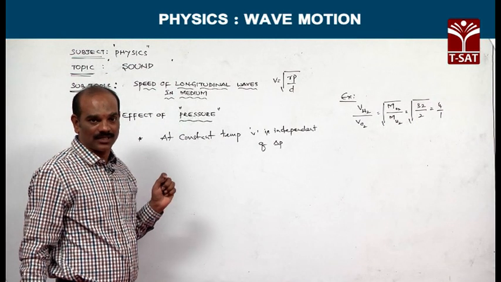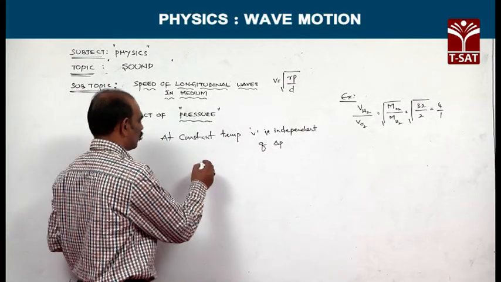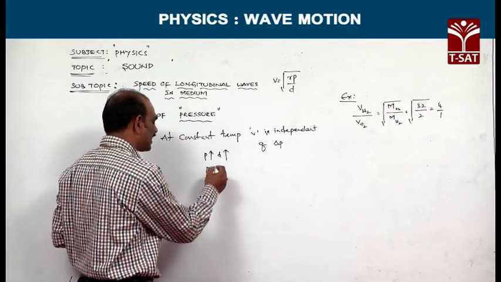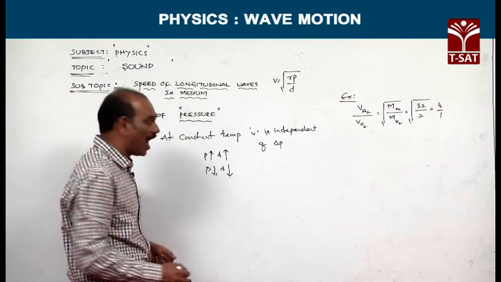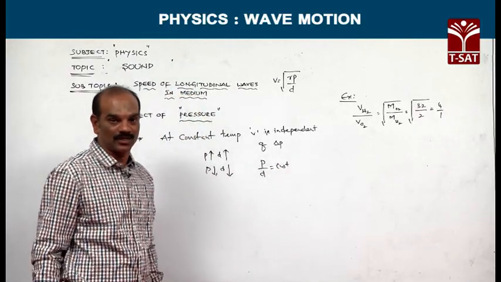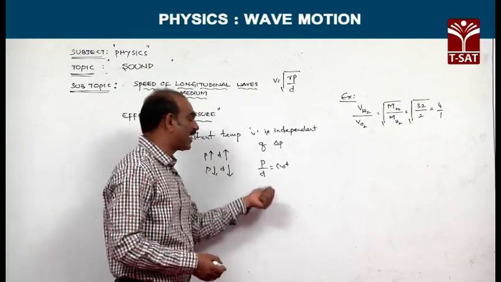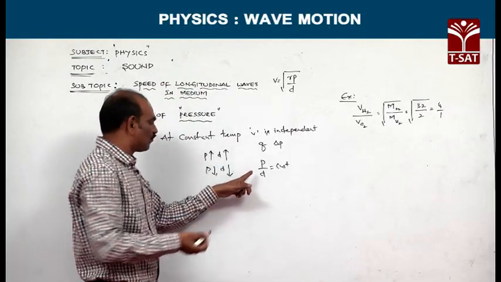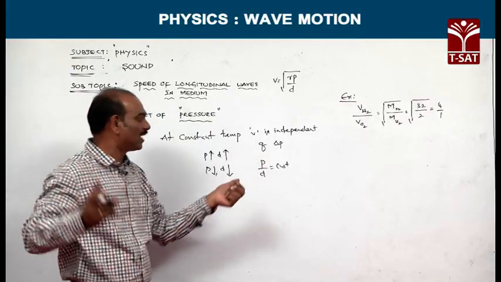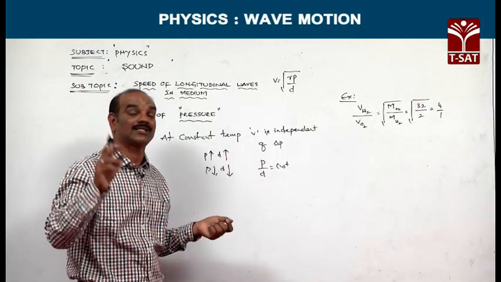At constant temperature, the speed V is independent of the change in pressure. What do you mean by that? With the increase of pressure, density also increases. With the decrease of pressure, density also decreases. On the whole, the P by D value is constant at constant temperature. According to Boyle's law, as long as the temperature is kept constant, P by D is constant. Therefore, there is no effect of pressure on the speed of sound at constant temperature.